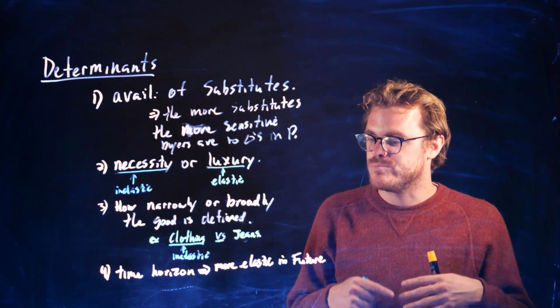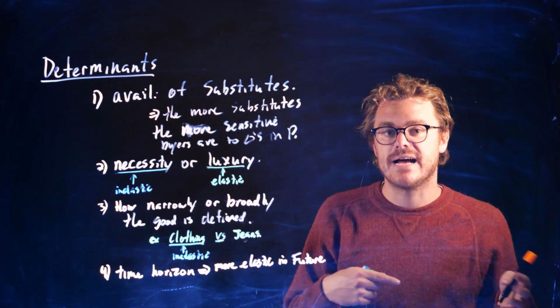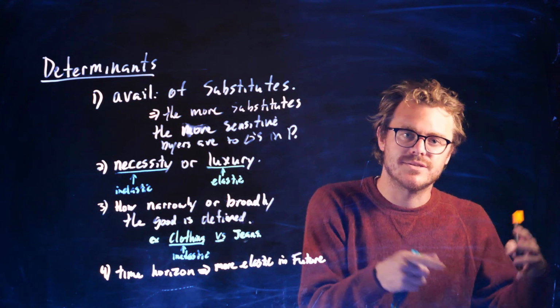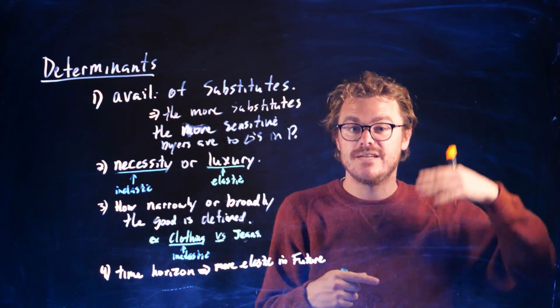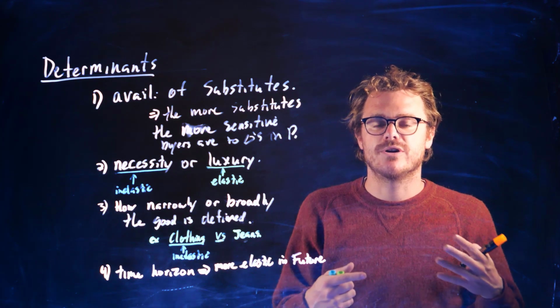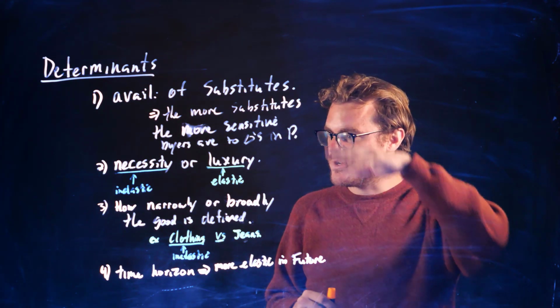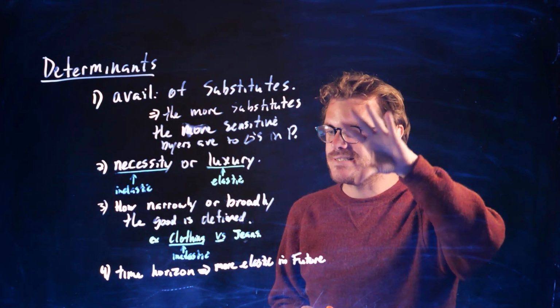People are probably much more sensitive to changes in the price of gasoline in the long run, because we think there's going to be more substitutes, or if the price of gasoline does continue to go up, it's going to make these alternatives relatively cheaper and cheaper. So these are four determinants of price elasticity of demand.